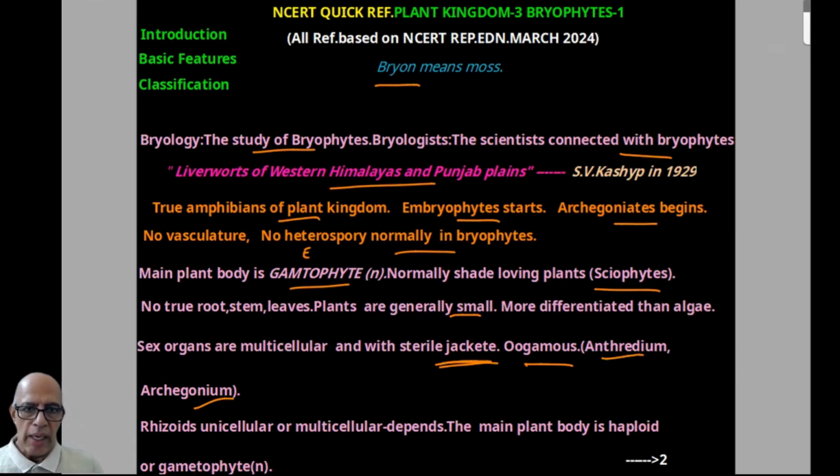Now, rhizoids, they will be unicellular or multicellular, depending on the group of bryophyte, whether it is primitive or advanced. Main plant body is haploid. Haploid means N, and it is gametophyte, the body that produces gamete. I think first page is clear, so we can proceed to second page.